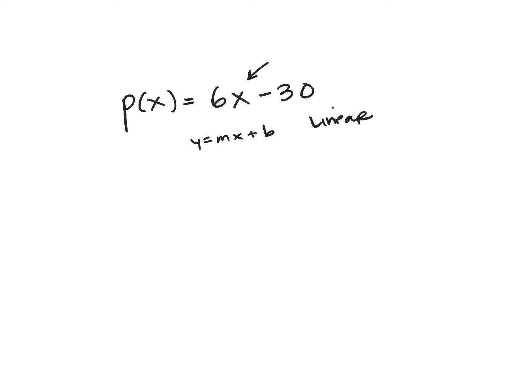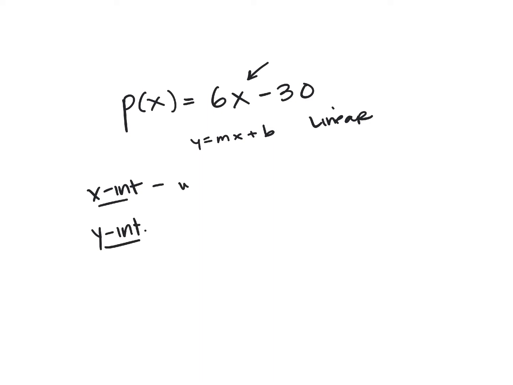Okay, so we're going to look at this function. We have p of x equal to 6x minus 30. So first off, this is a linear function, and I know that because the highest power on my x is 1, and it's in that form y equals mx plus b. So the question really just wants us to be able to find the x-intercepts and the y-intercept.